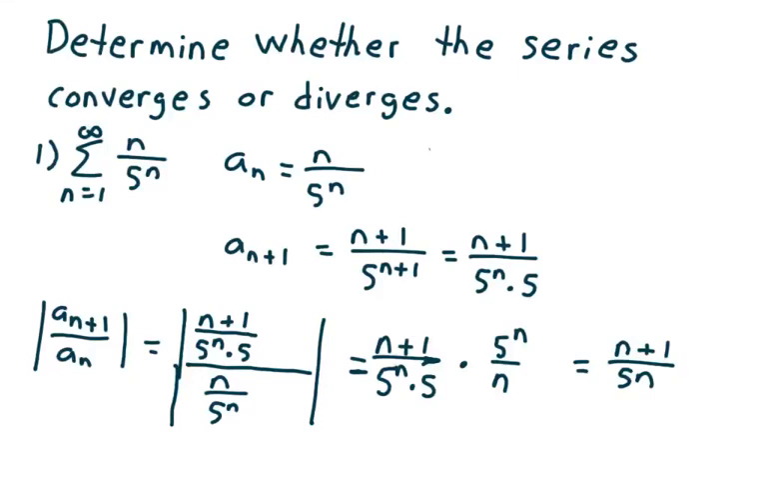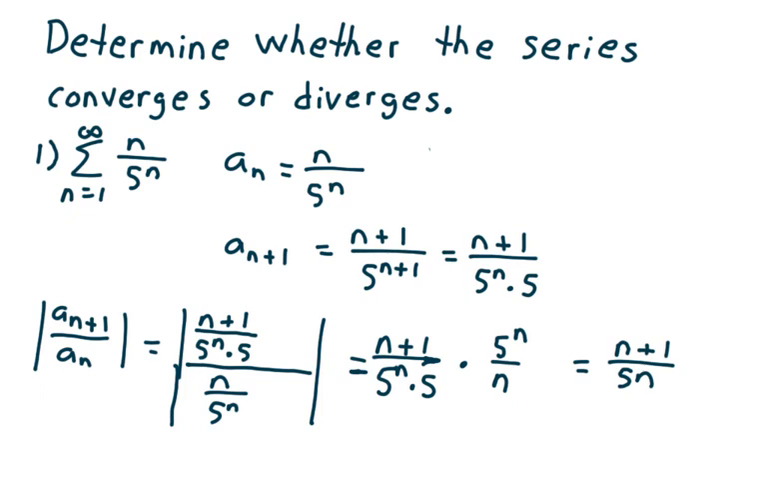The directions say to determine whether the given series converges or diverges. So the main theme in these examples is applying the ratio test. So let's take a look at example 1. Suppose we have the summation from n equals 1 to infinity of n over 5 to the n.